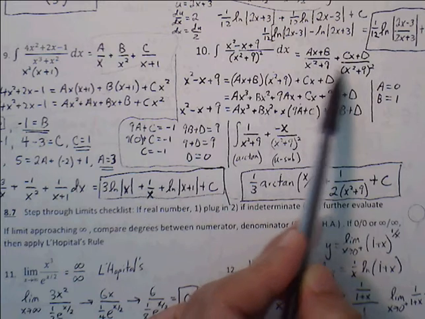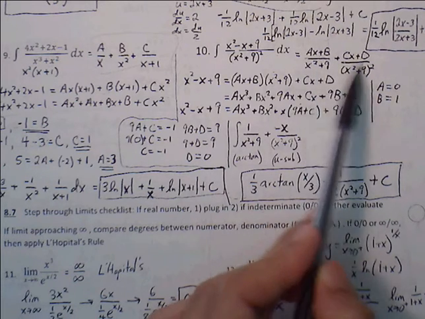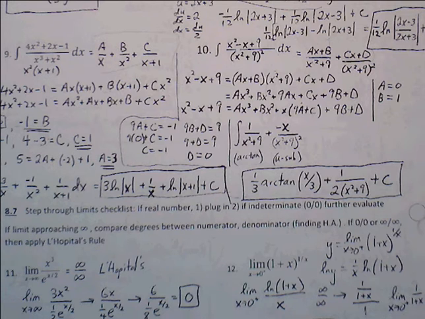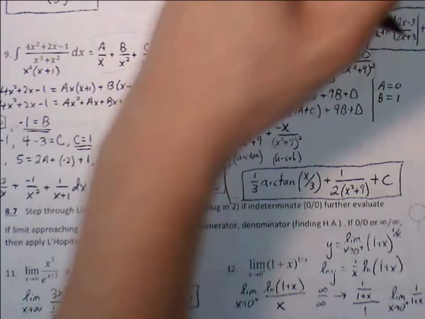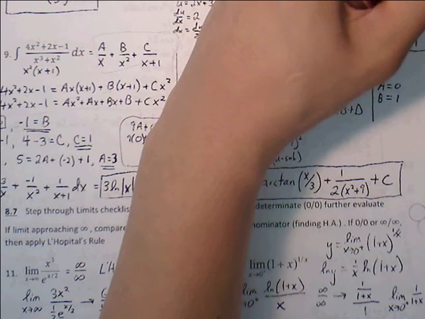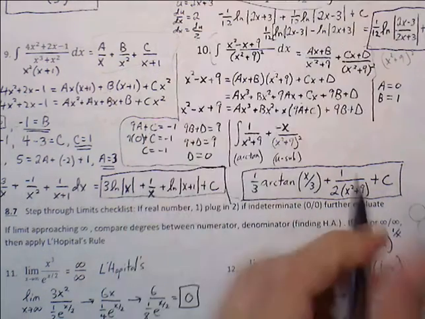And then because both of these are quadratic factors, we have to make an adjustment with the numerator as ax plus b and cx plus d. Okay, so same idea as number 9. We're going to multiply the entire equation through with the common denominator, which is x squared plus 9 squared.